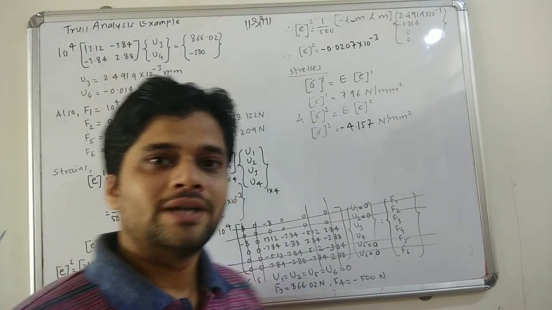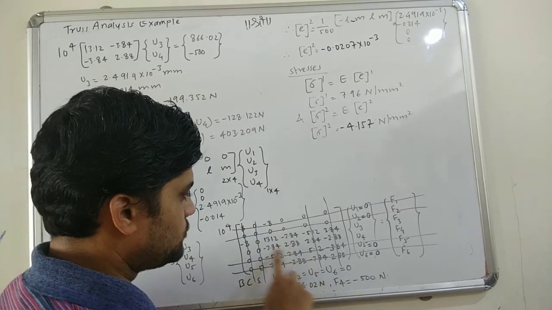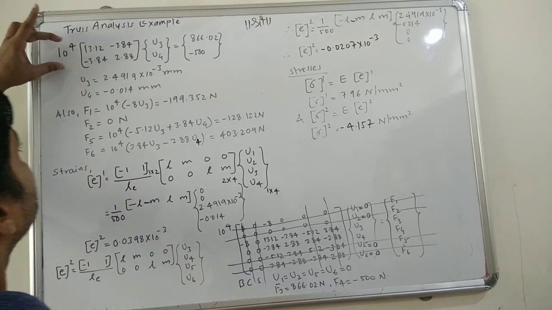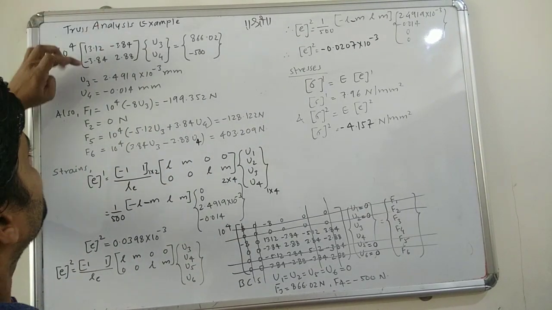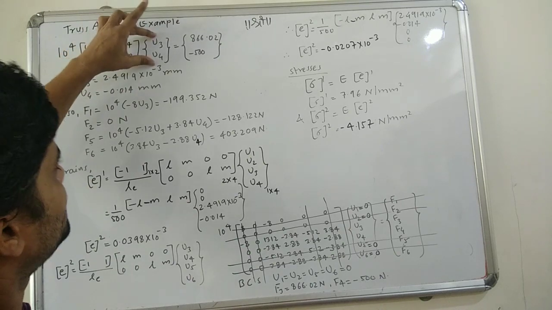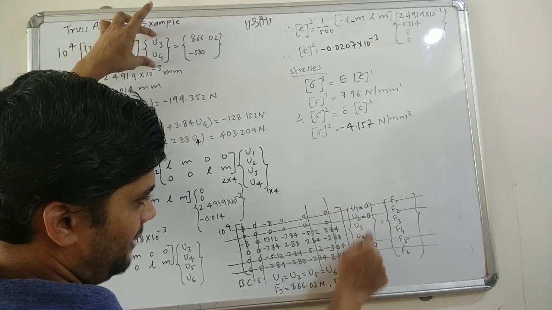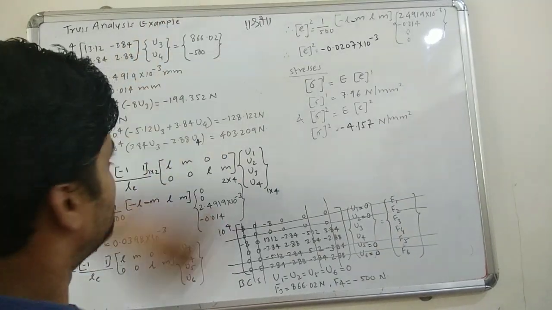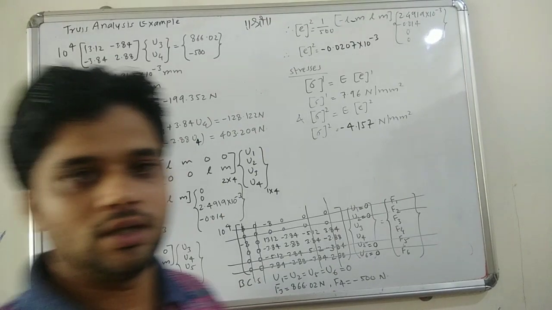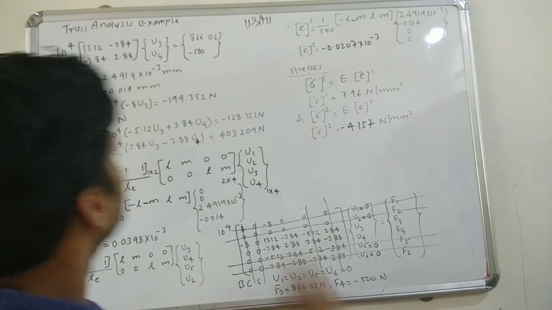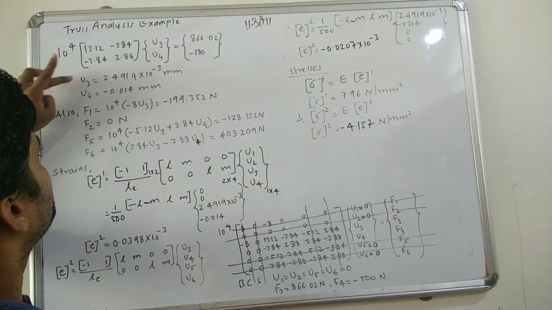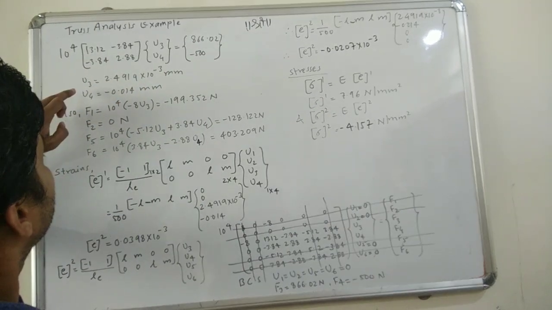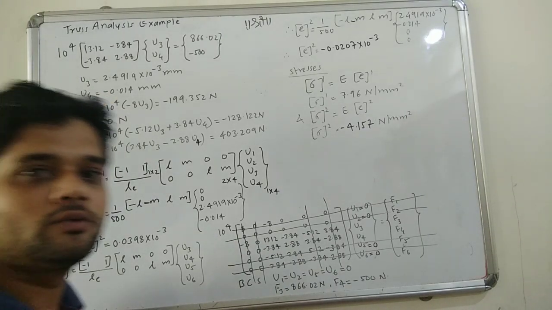When we apply the Gauss elimination method, we are left with these four elements in the matrix. That's what I have written over here: 10 raised to 4, then 13.12, minus 3.84, minus 3.84, and 2.88, multiplied by the remaining displacement values u3, u4, equal to F3, F4 forces, which we have already found out. This equation is very easy to solve using a calculator. When we find the answers, U3 comes out to be 2.4919 into 10 raised to minus 3 millimeter, and U4 is minus 0.014 millimeter.